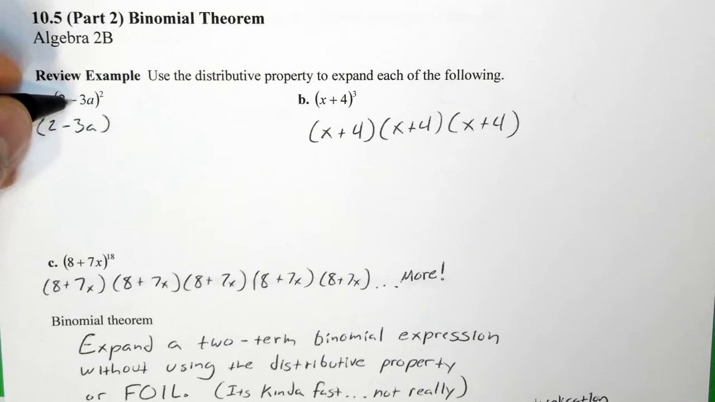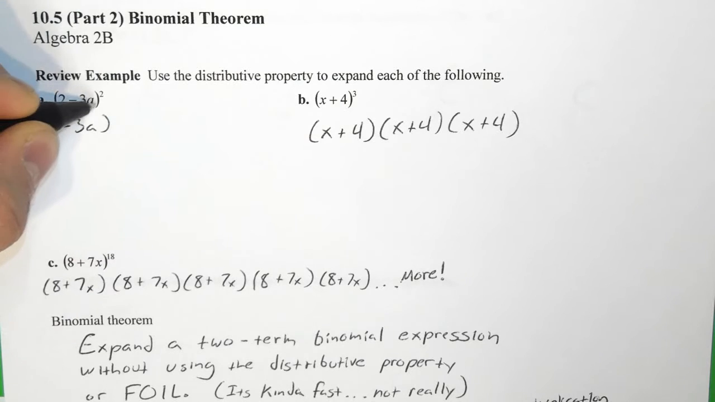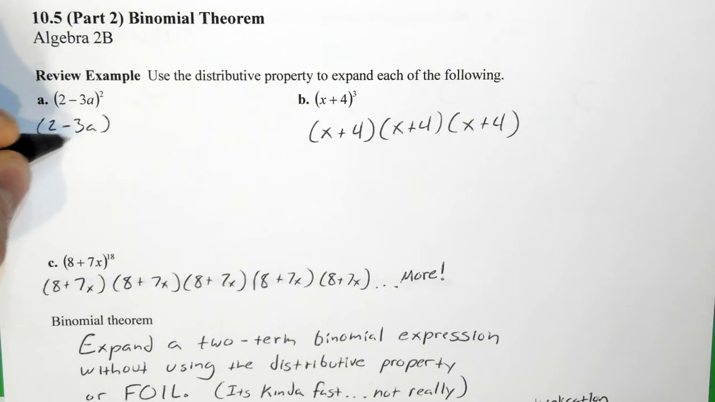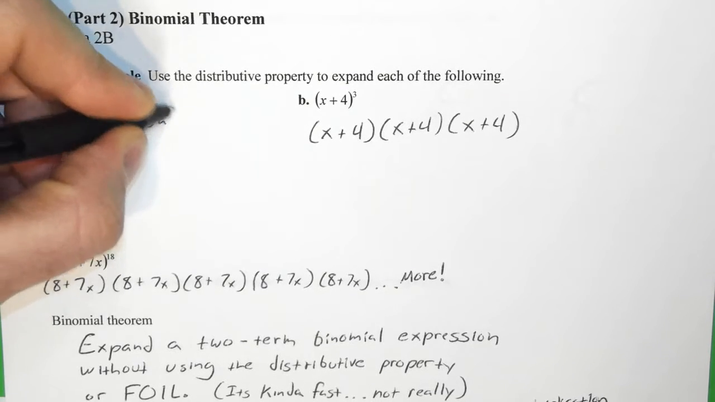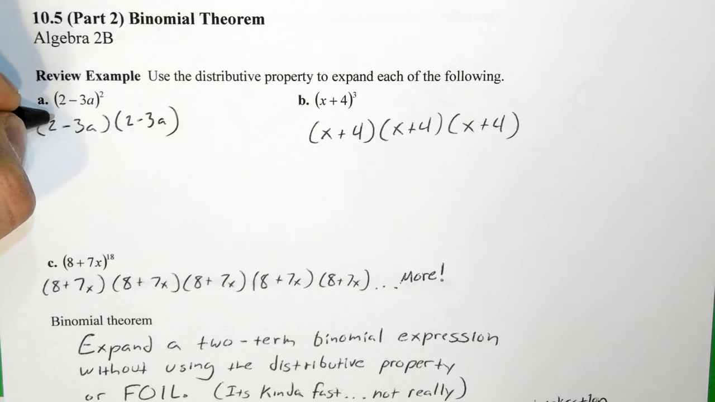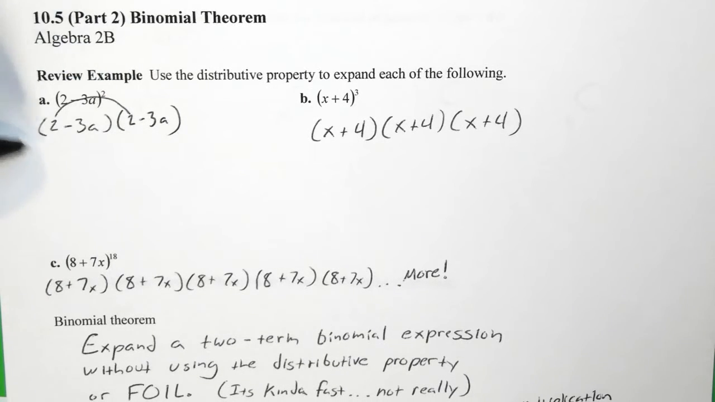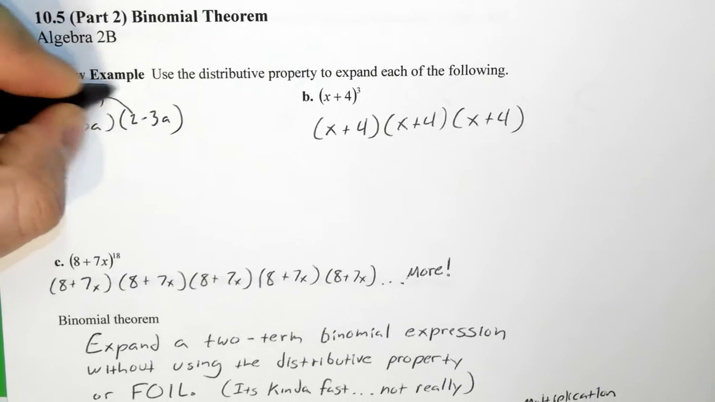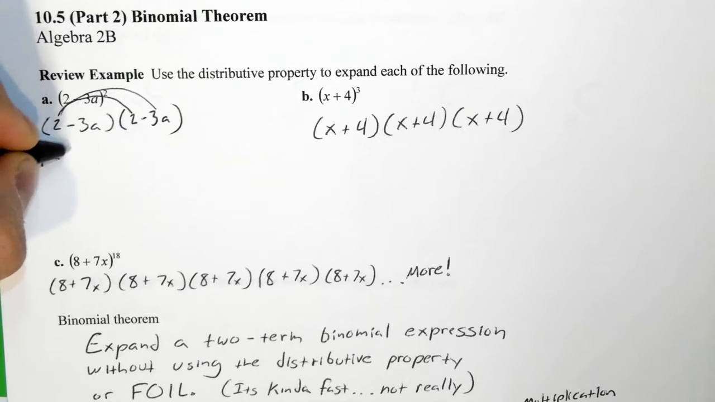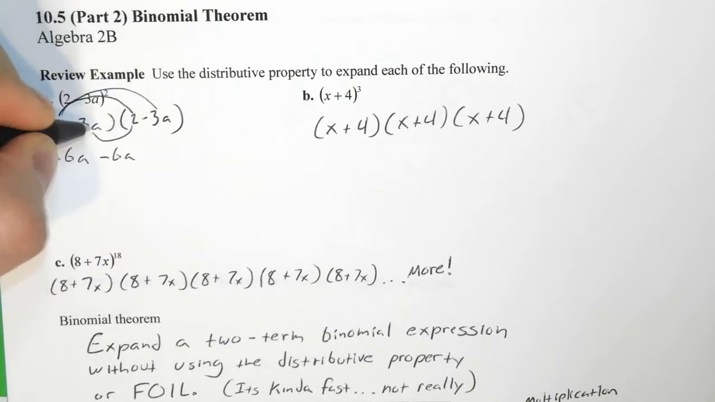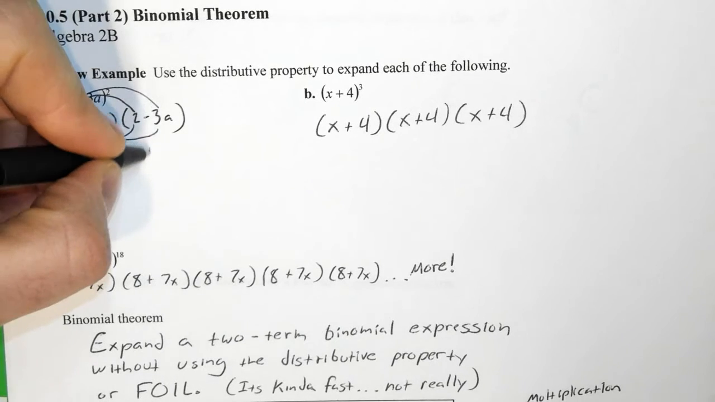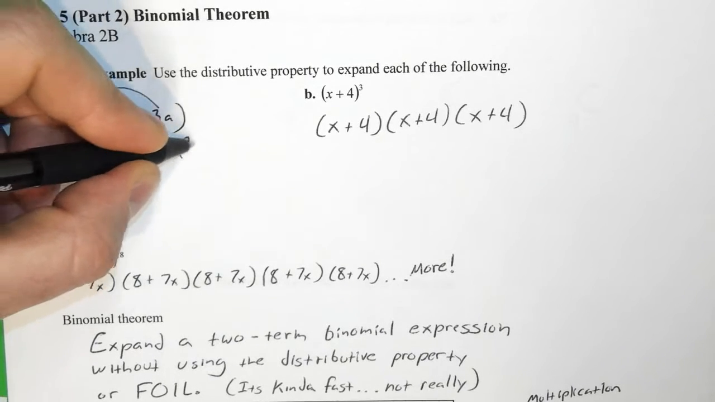So if you're going to use the distributive property, you're going to want to take your 2 minus 3a and square it. Now the way that you do that is you're going to take your 2 minus 3a and write it twice because it was a power of 2. And now that you've written it twice, we're going to use the distributive property. 2 times 2 is 4. And 2 times negative 3a is going to be negative 6a. Negative 3a times 2 is negative 6a, and negative 3 times negative 3 is going to be positive 9a squared.